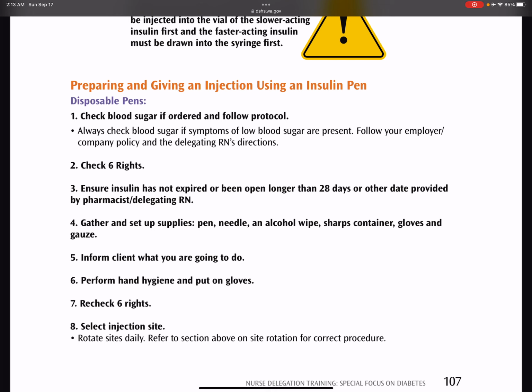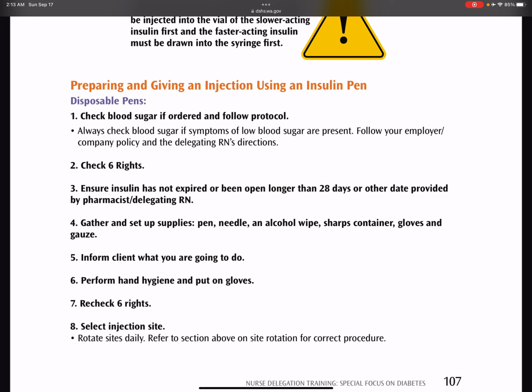Then perform hand hygiene and put on gloves. Then you need to recheck the 6 rights. And then you need to select the injection site. Remember, you need to rotate sites daily. Refer to the section above on site rotation for correct procedures. We already talked about it.